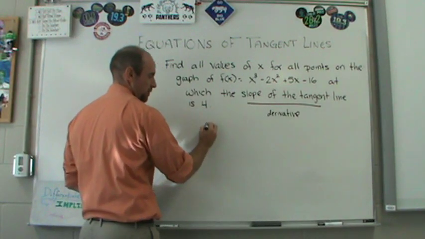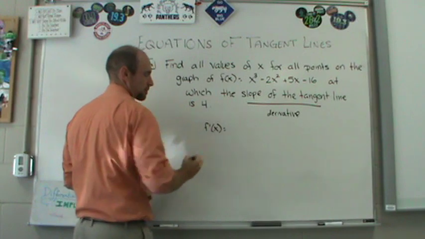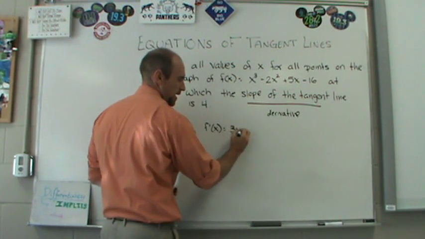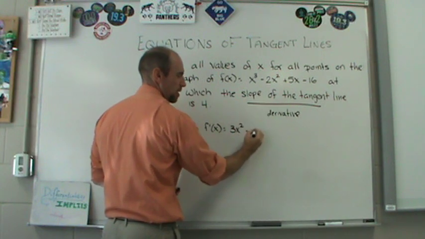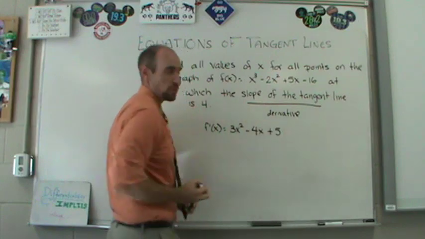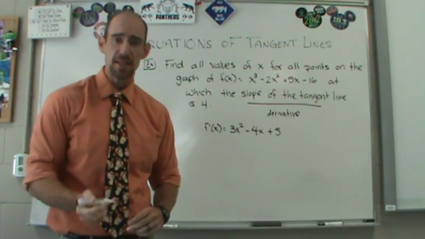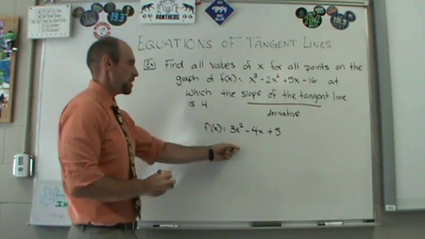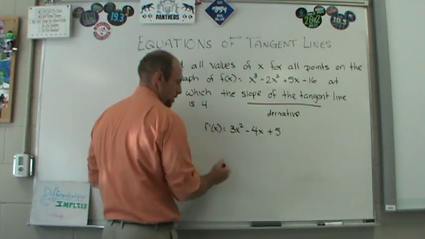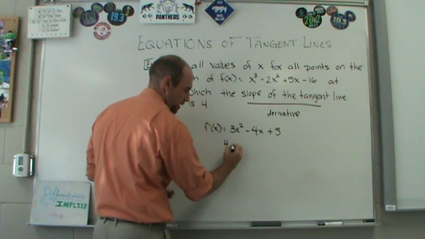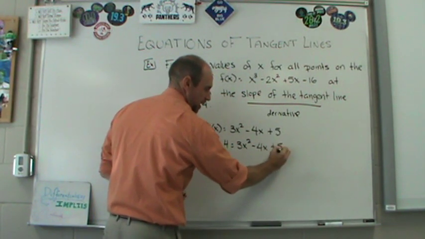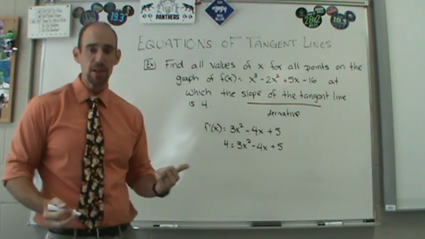So let's take the derivative using the power rule. F prime of x: x cubed becomes 3x squared minus 4x plus 5. And again, the derivative of negative 16, because it's a constant, is 0. All right, so here's our derivative. Now we're going to set this equal to 4. So 4 equals 3x squared minus 4x plus 5. And now we solve. Now we've got a quadratic.